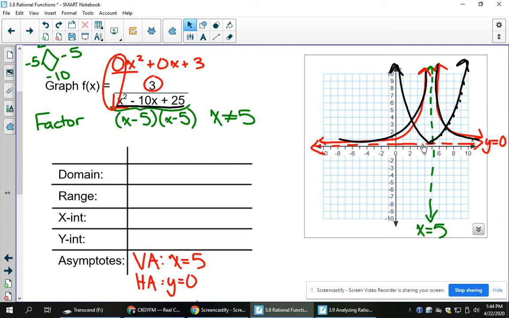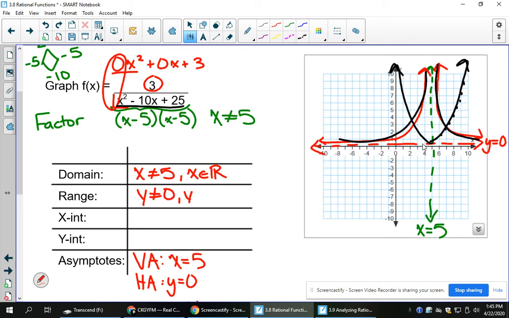But here we go with the domain and range. They're still the same. X cannot equal 5 because it's an NPV and the vertical asymptote, but it's all other real numbers. Y cannot equal 0, but it's all other real numbers. An x-intercept, mathematically, there is none. And the y-intercept was 3 over 25.